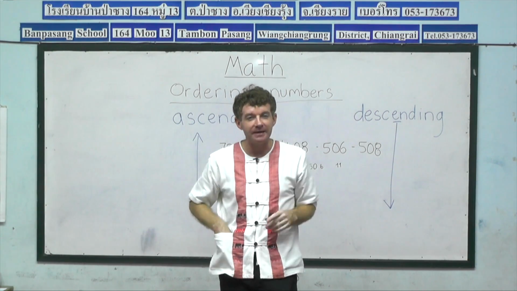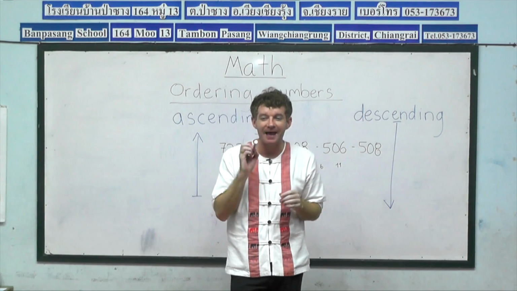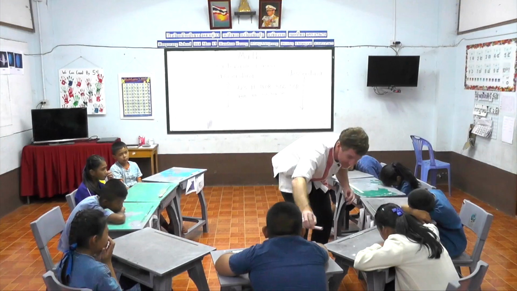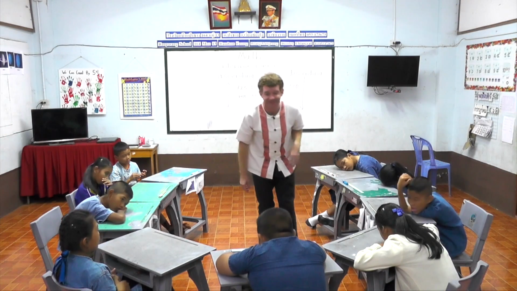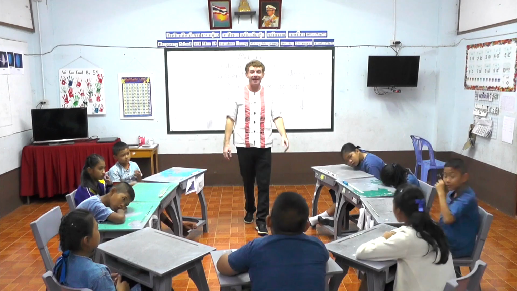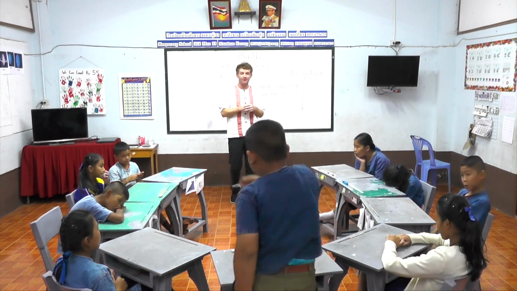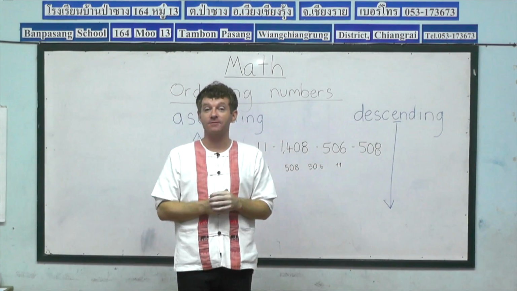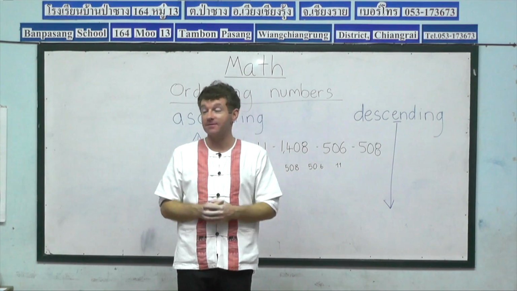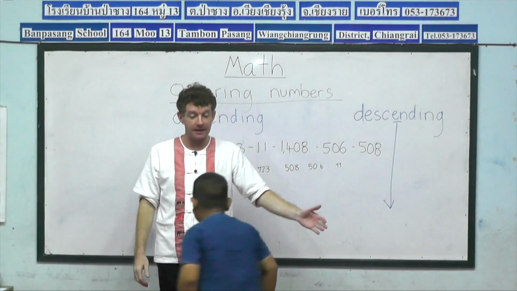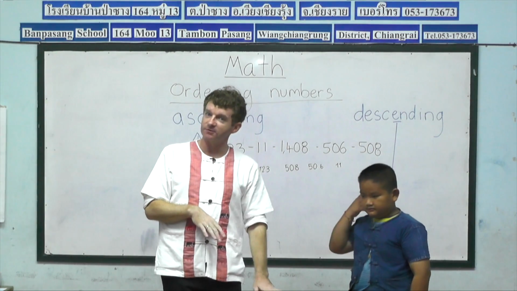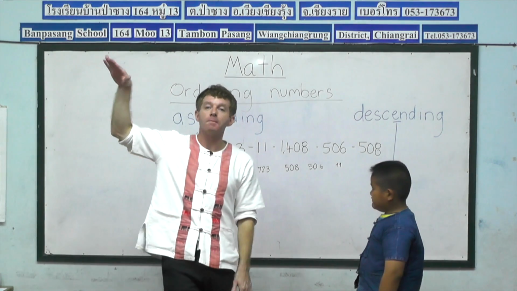So now I need a student to demonstrate ascending order. So let's close our eyes. And now it's the turn of Net. Net, come and join me at the front. Net will show us how to put the same set of numbers into ascending order. So you can stand here with me, Net. And remember, ascending means start with the smallest and then go to the biggest.